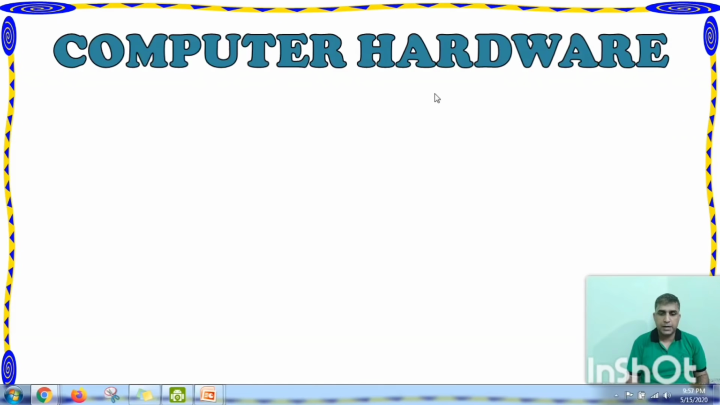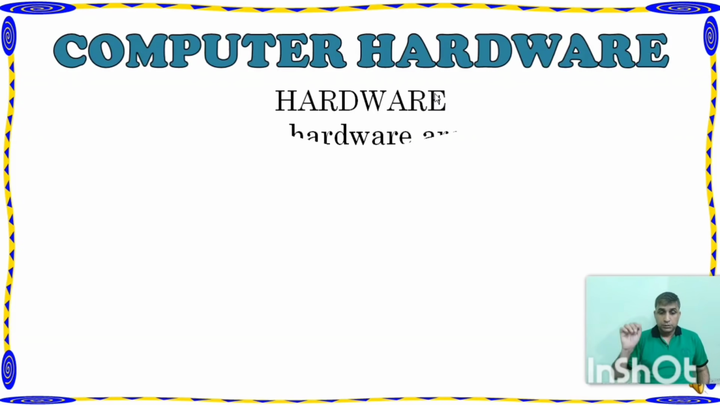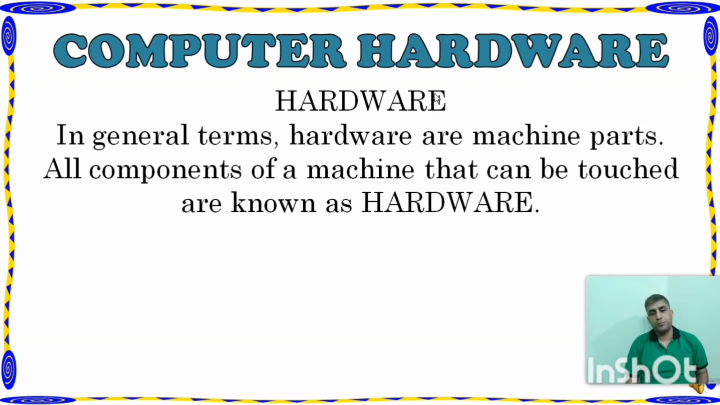So coming back, let us start with computer hardware. What is the computer hardware? Before we progress to computer hardware, let us understand the very basic dictionary meaning of the word hardware. Hardware, in general terms, is the parts of a machine. Something that is hard to touch, something that you can physically touch. That is known as hardware. Any part of a machine that you can touch is a hardware.